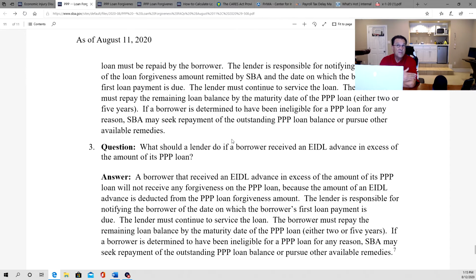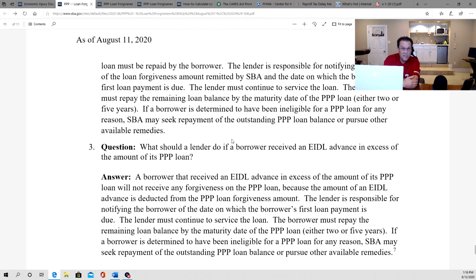The lender must continue to service the loan, and the borrower must repay the remaining loan balance by the maturity date of the PPP loan, either 2 or 5 years. 2 if you elected the 8-week and received your loan before June 5th, and 5 years if you submitted your loan and got a PPP loan after June 5th. Okay? All right.